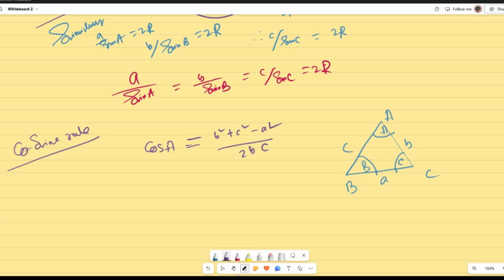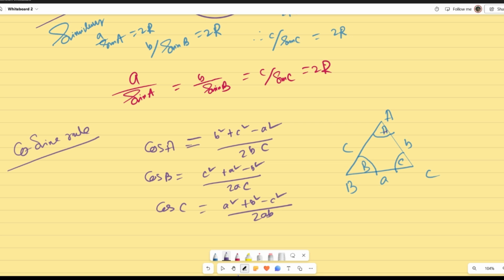Okay? This angle A is held by these two sides. They are coming into the picture first, minus the square of the opposite side, divided by 2 into the length of two sides, that is b and c. Okay? This is cosine A. Cosine B will be what? c square plus a square minus b square by 2ac. And cosine C is this divided by 2ab. Okay?